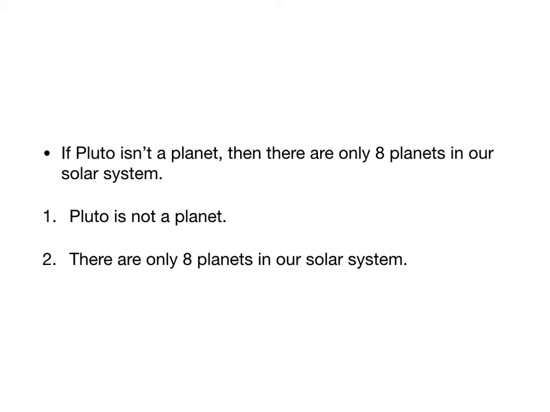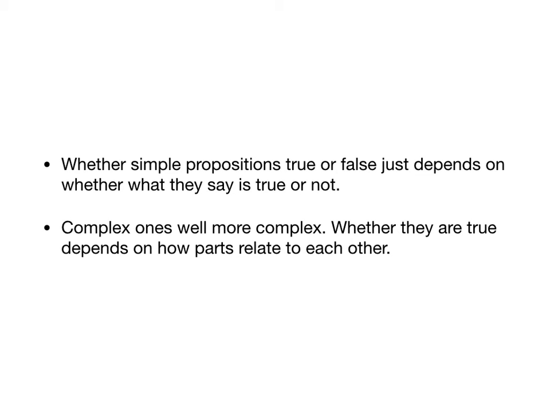Another complex proposition: if Pluto isn't a planet, then there are only 8 planets in our solar system. You can break this down. Pluto is not a planet. There are only 8 planets in our solar system. Now, one thing to notice, and if you forget this for now, it won't be the end of the world. It'll be important later.